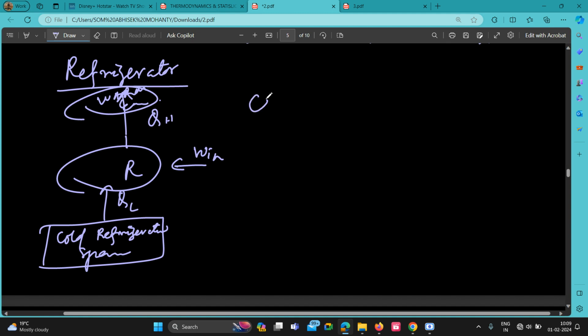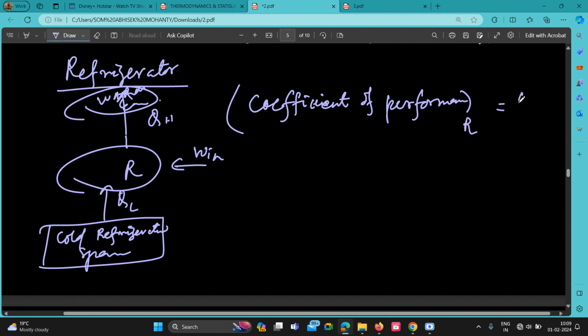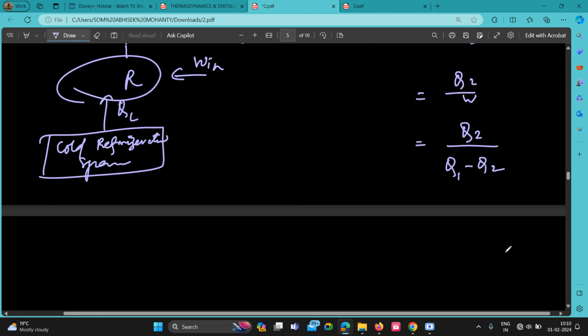So here it's called coefficient of performance. Coefficient of performance of refrigerator is equal to QL by W. This one is Q2, that means Q2 by W. What is W now? W we know is Q1 minus Q2. Yeah. So this should be the formula.